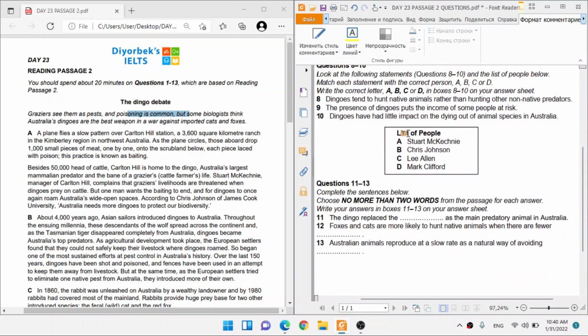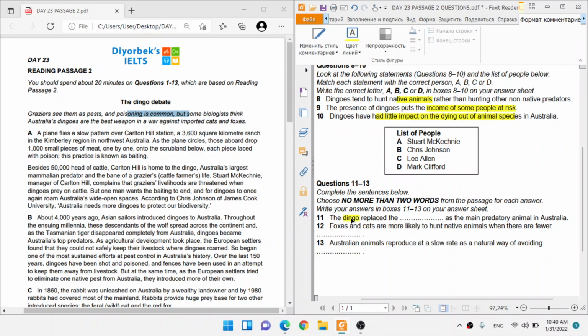All right. And then we have three statements. The dingoes tend to hunt native animals rather than other non-native animals. The presence of dingoes puts the income of some people at risk. Dingoes have had little impact on the dying out of animal species in Australia. And then the names: Stuart McKinney. Interesting, we have four people but three statements.